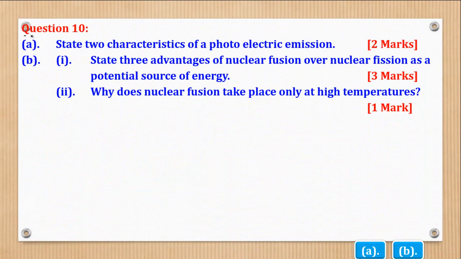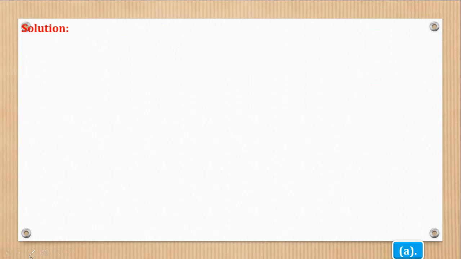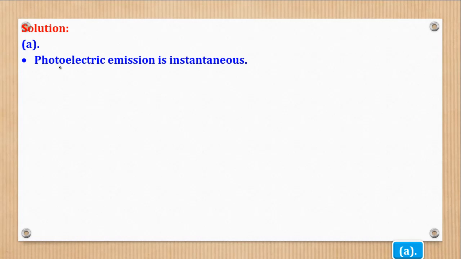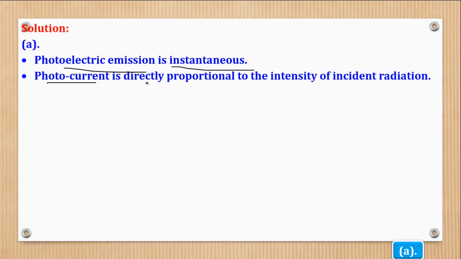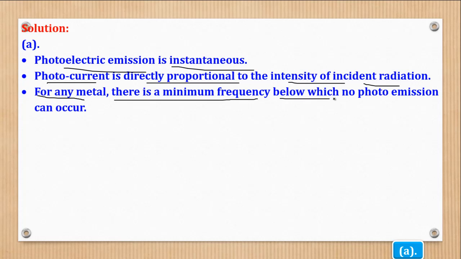And now we shall go to the last question, which is question 10. Part A says, state two characteristics of a photoelectric emission. So one, photoelectric emission is instantaneous. Then two, photocurrent is directly proportional to intensity of incident radiation. And three, for any metal, there is a minimum frequency below which no photo emission can occur.